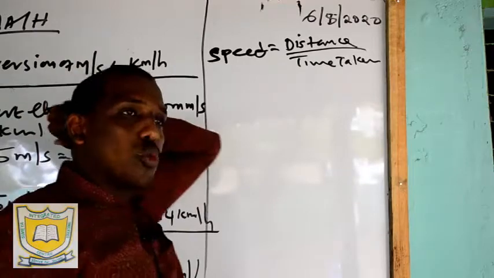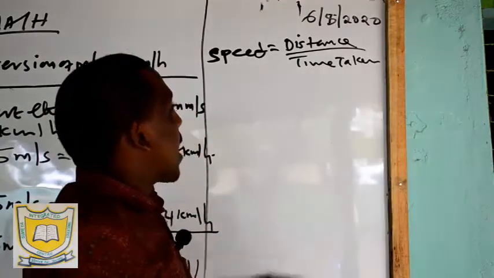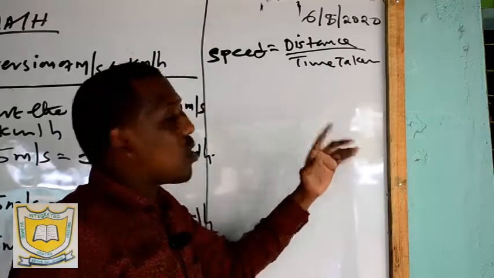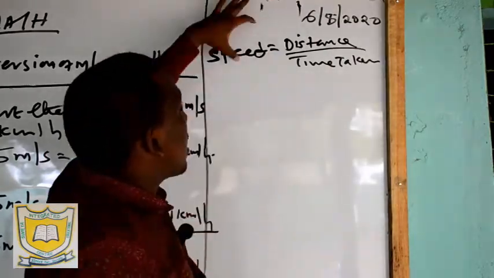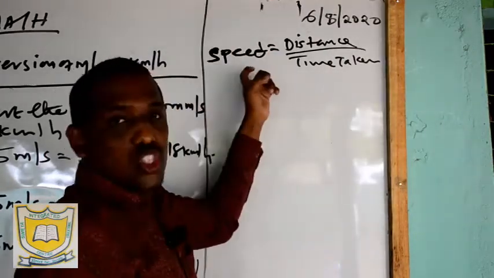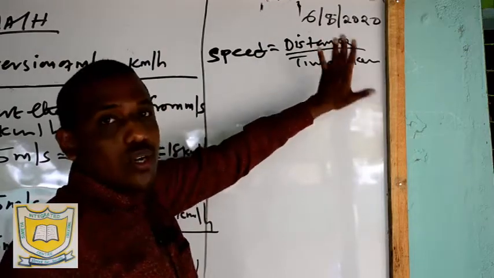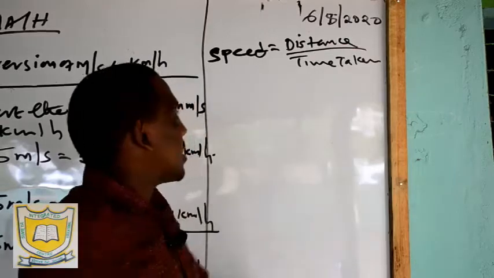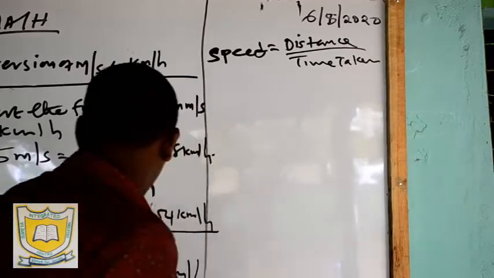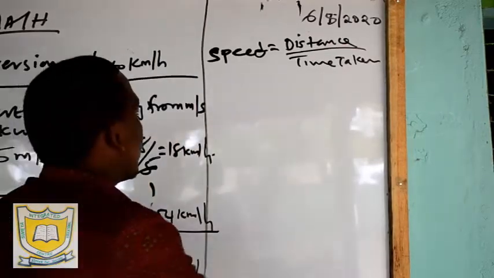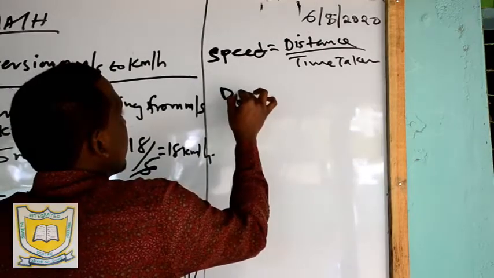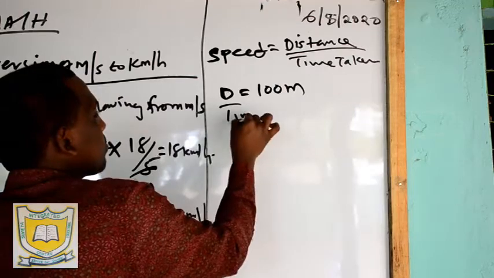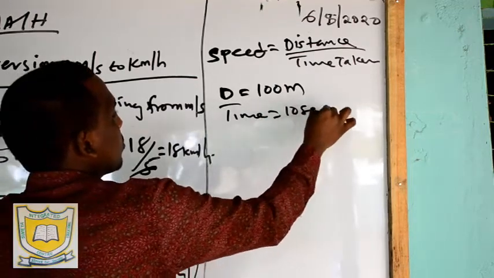The distance is always in kilometer or in meter, and the speed, I said earlier, is always in kilometer per hour or meter per second. So if you see kilometer per hour or meter per second, that is speed. When you see kilometer alone or meter alone, that is the distance. And time can be hours, minutes or seconds. So our distance here is 100 meters. The time here is 10 seconds.